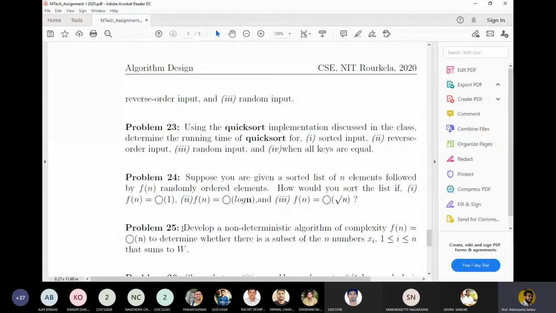Now look into problem number 23. Implement quicksort and determine the running time of quicksort for sorted input, reverse order input, random input, and when all keys are equal. So you know in quicksort we have three conditions: best case, worst case and average case. The best case is when we divide the array into two equal halves.